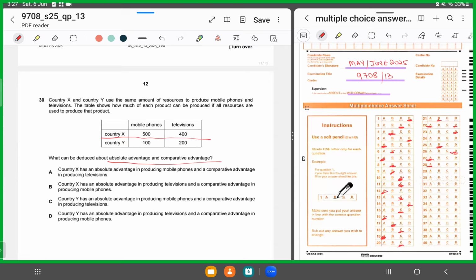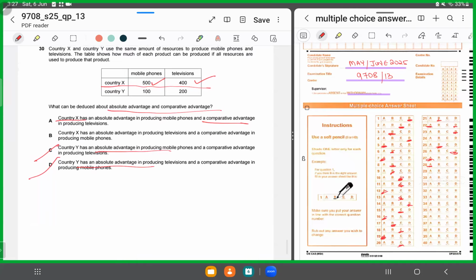So it has got an absolute advantage in both types of good because it's producing more of mobile phones and it's producing more of TVs than country Y. So if you look at the options, they talk about country Y has an absolute advantage. So country Y does not have an absolute advantage. So you can choose C and D that very moment. Now, in order to decide whether country X has a comparative advantage in which type of product, in mobile phones or in TVs, we need to calculate opportunity cost.